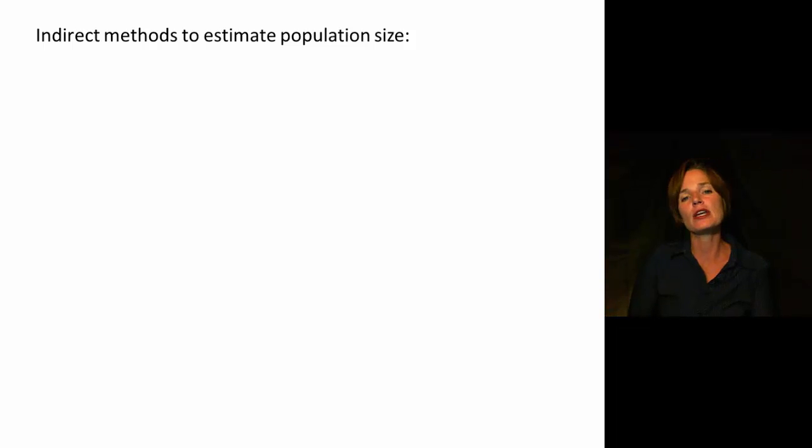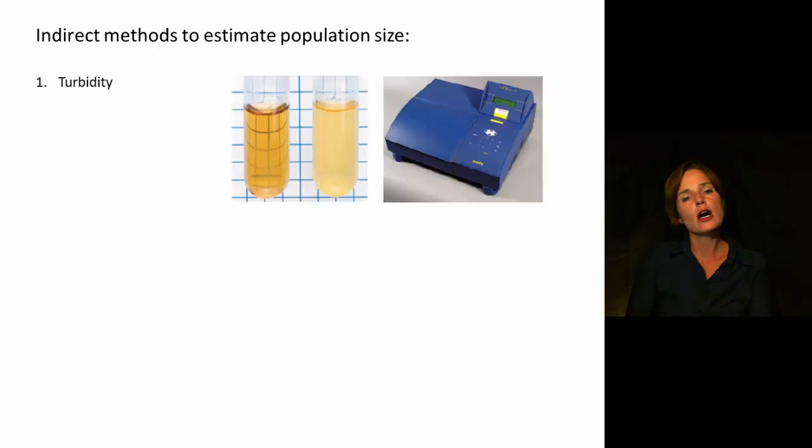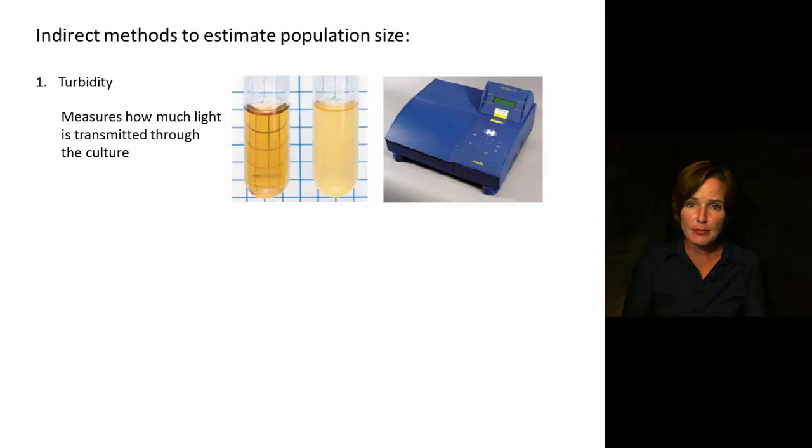If we talk about indirect methods to measure population size, this would be not actually counting bacterial cells. One way that we can get an indirect measure is to look at turbidity. Turbidity is going to measure how much light passes through a culture. One way that we do this is we use a spectrophotometer. But essentially what this spectrophotometer or special instrument is doing is it's measuring cloudiness.